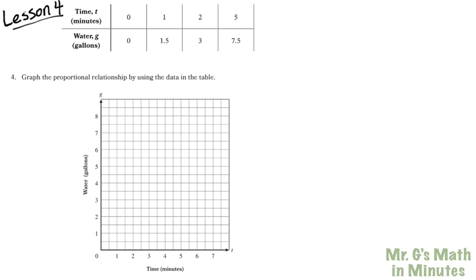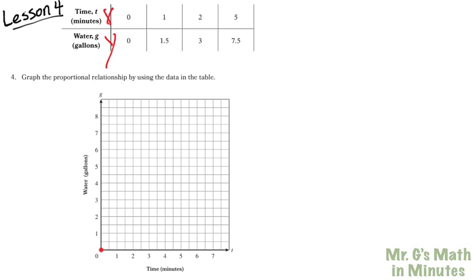We're going to plot these points that we have up here at the top. The first row is our x coordinate. The second row is our y coordinate. So for 0, 0, that's down at the origin. We don't move left, we don't move right or up. The next one we have is 1 and 1.5.